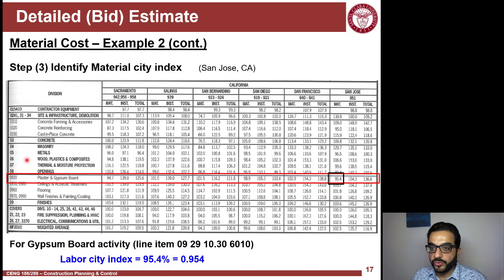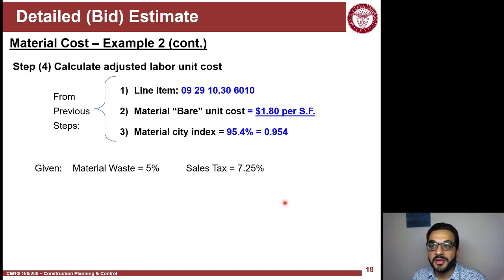I look for the closest to that, so I pick this row that represents plaster and gypsum board, and I'm looking at the material city index value. It's 95.4, so if I multiply it by the rate I have, it will be 0.954. This means that the gypsum board material, surprisingly, is less expensive than the national average. Probably because there is a lot of demand here, so the price goes down. I'm not sure, but I was surprised that something is cheaper in the Bay Area.